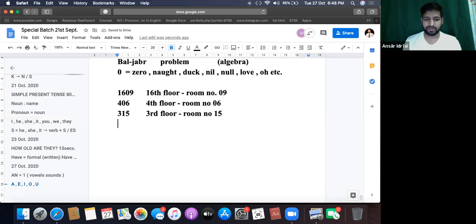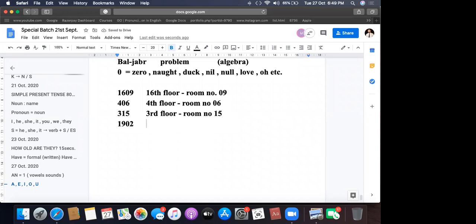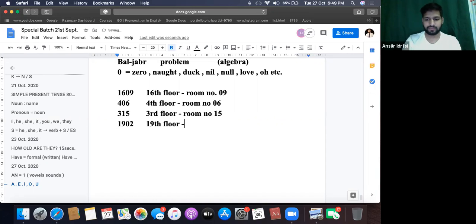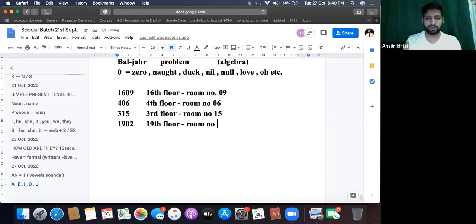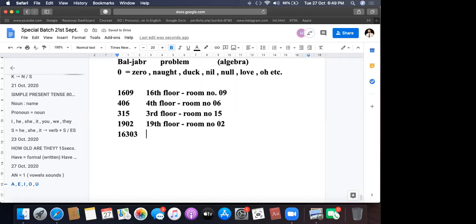चलो मैं अब आप लोगों को कुछ बता रहा हूँ. 1902. 19th floor. Correct. Room number 2. Next one. ये कौन सा रूम है? कहाँ पे है ये रूम? 16th floor. Room number 303. Wrong. ध्यान दीजिए अभी.